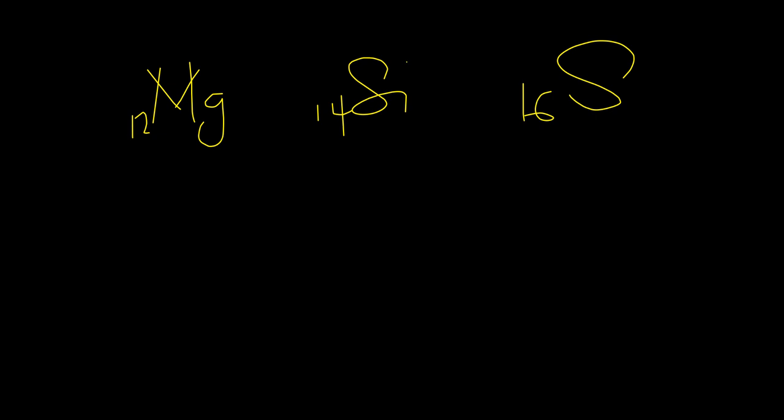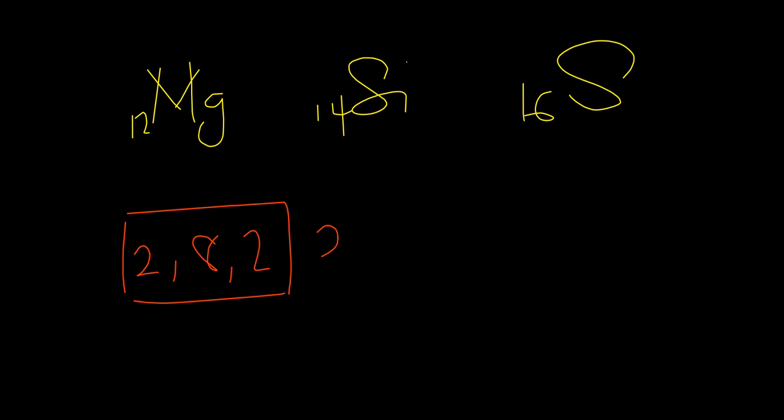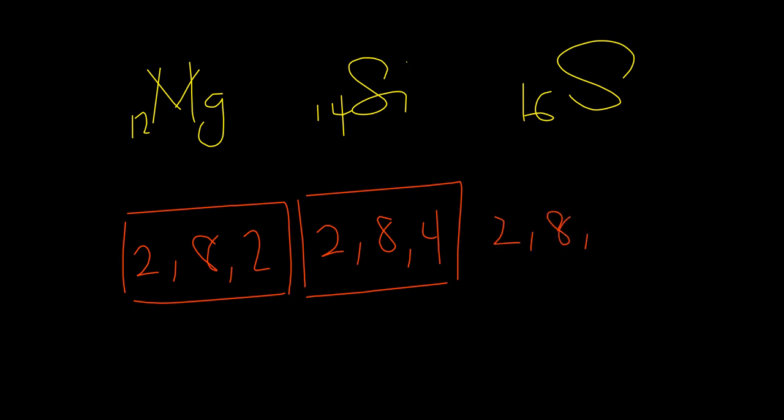So magnesium will be 2, 8, 2. So that's magnesium. Silicon will be 2, 8, 4. That's silicon. Then we have sulfur. It will be 2, 8, 6. So write the configuration of sulfur. Now, what do these elements have in common? Observe this carefully and see if you can find out what they have in common.